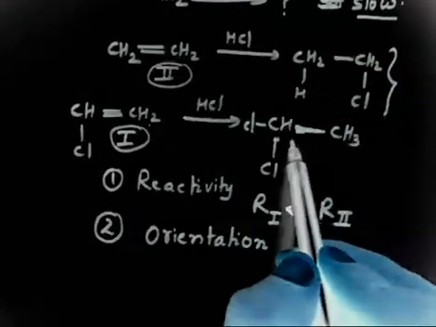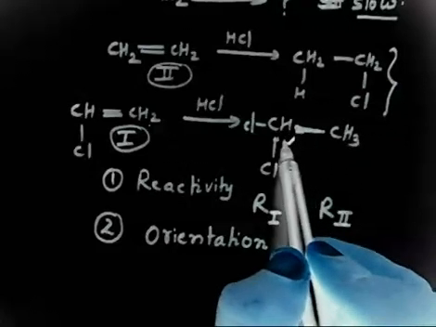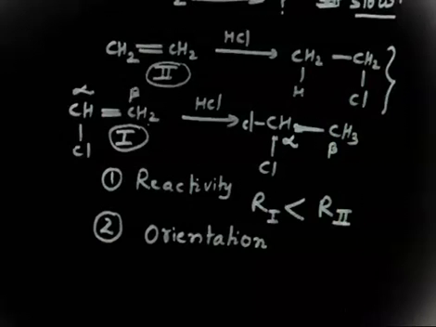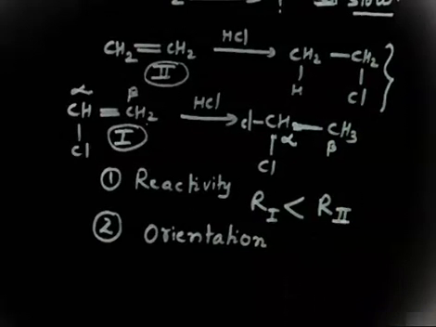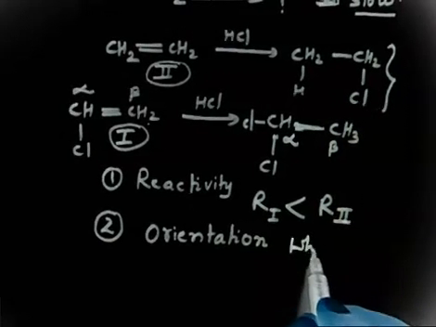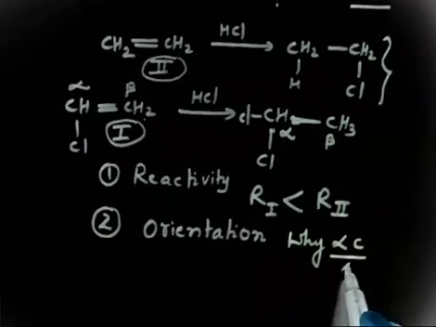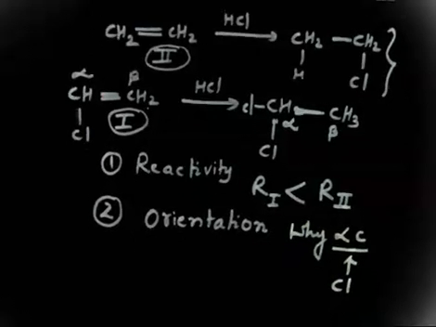Let us call this carbon alpha, and this is beta. So this is carbon alpha, this is beta. So the second point is why chlorine is going to the alpha carbon. That is why the orientation is something like this. So why does chlorine go to the alpha carbon? You have to tell me clearly.